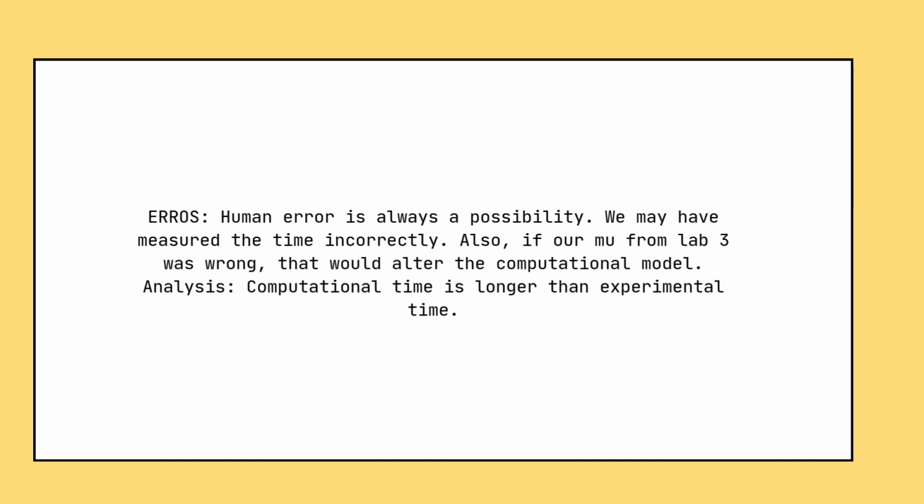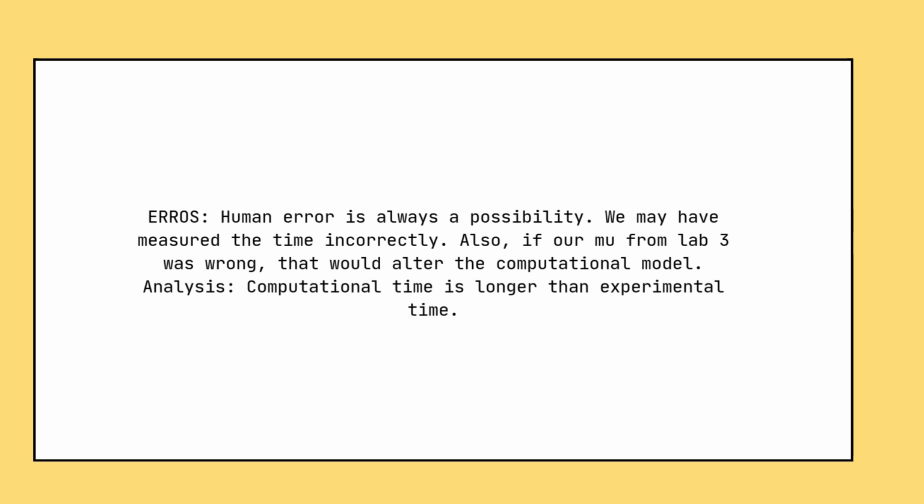Errors. Human error is always a possibility. We may have measured time incorrectly. Also, if our mu from Lab 3 was wrong, that would alter the computational model. I did mess around with mu, and the higher it gets, the slower the bar magnet fell. At one point I put it in as like 5 point something, and it took over 60 seconds for it to fall.